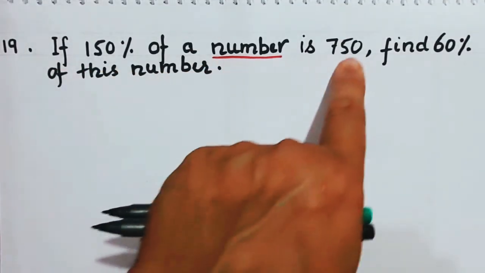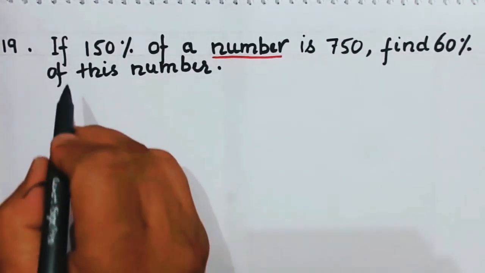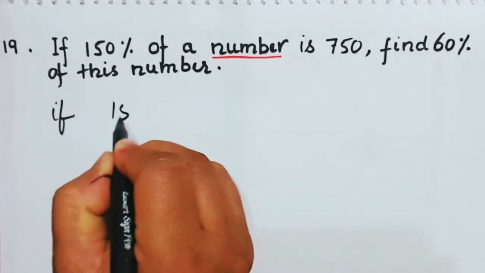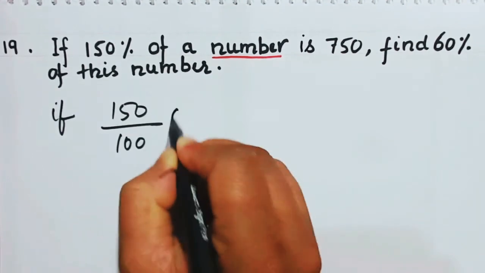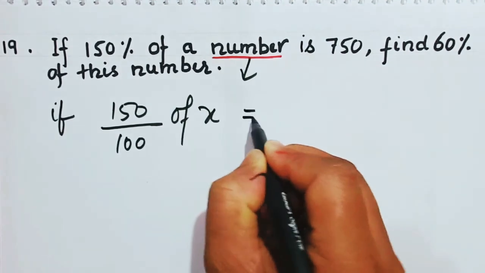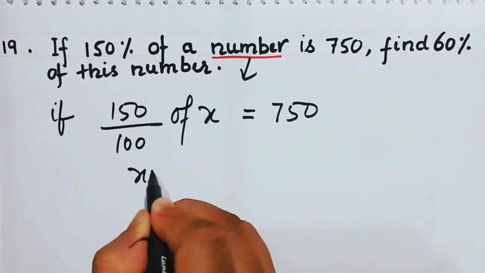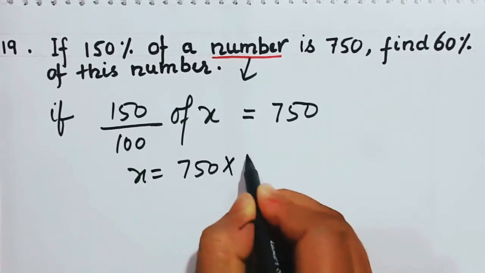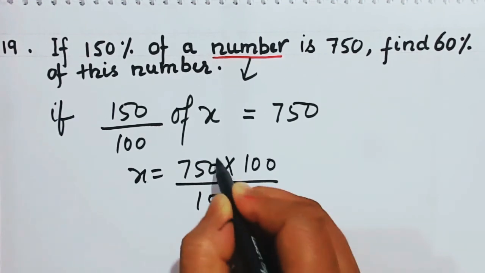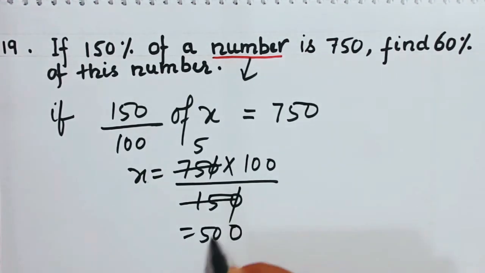If 150% of a number is 750, this is the easiest one, and the last one also. Few minutes are left. If 150% of a number, I do not know the number, so I would take it as x, is equal to 750. So what is the value of x? So x is equal to 750 times 100 by 150. Let me cancel this. 15 fives are 75, so it is equal to 500.